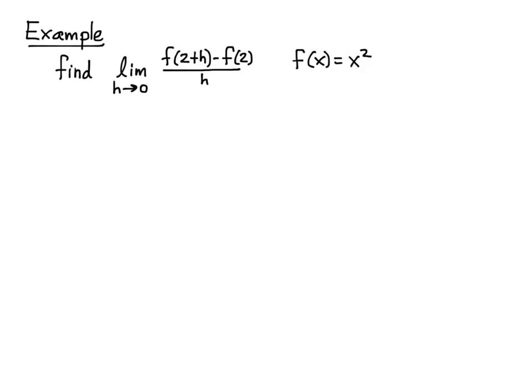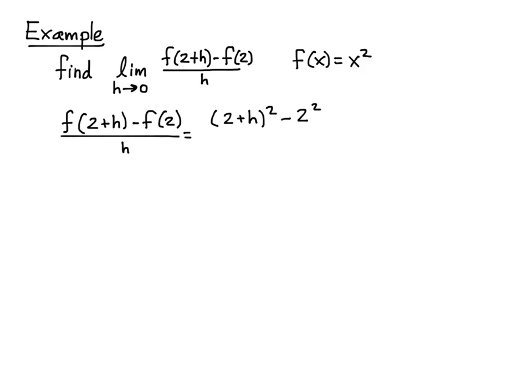Now, if I just plug in a 0 here, I get f of 2 minus f of 2 over 0, so I get 0 over 0. Not very helpful. Almost every one that we do where we're trying to calculate a rate of change of a function is going to end up being 0 over 0. So we have to have a different treatment of it. I'm going to plug in my function and expand this.